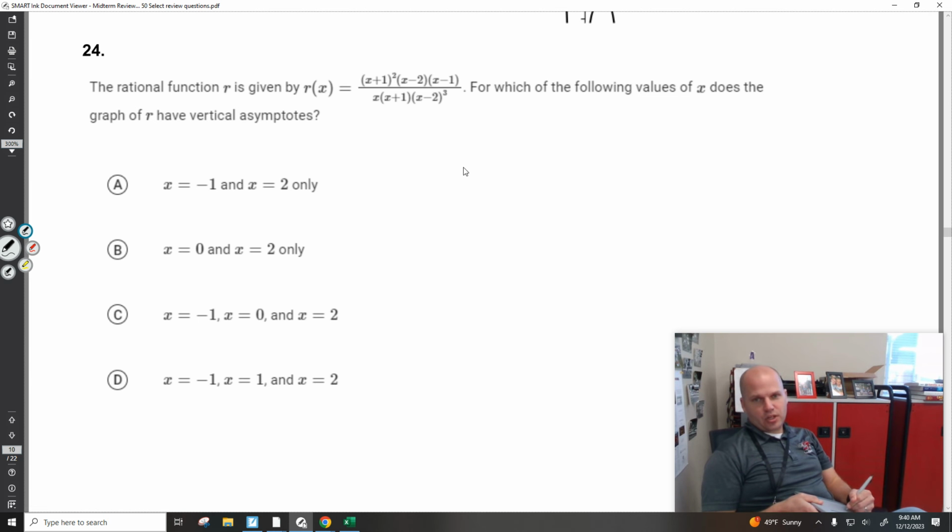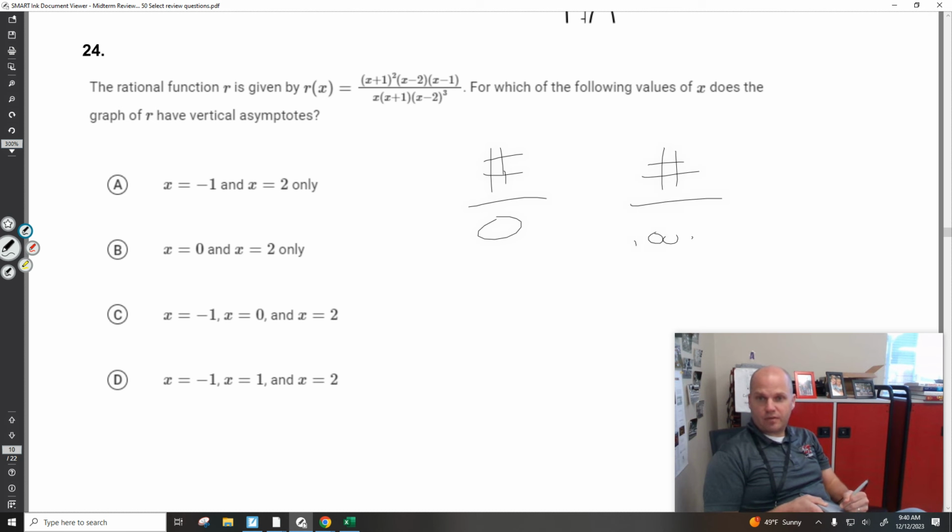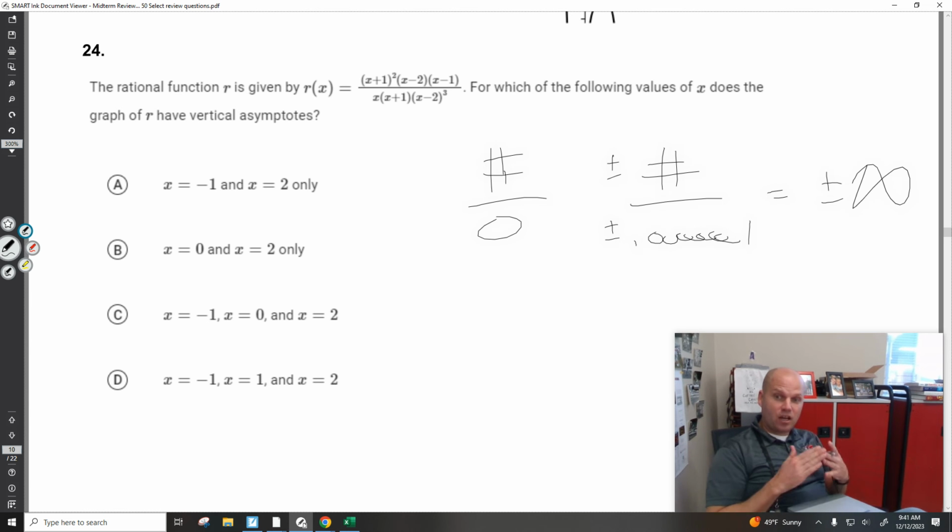Vertical asymptotes occur when you end up with a number over 0. Why? Because as we get close to plugging in the value where you get a number over 0, you'd have a number divided by something very, very close to 0. This might be positive or negative, which means the result might end up being a positive or a negative infinity as I get close to plugging in.